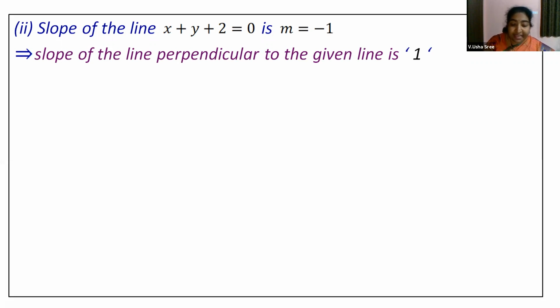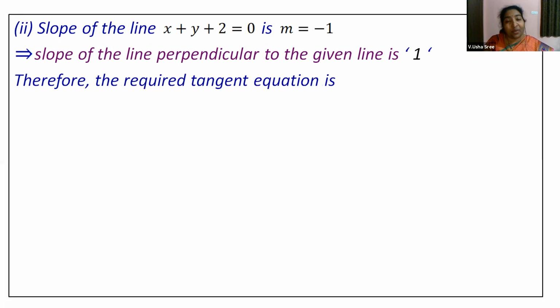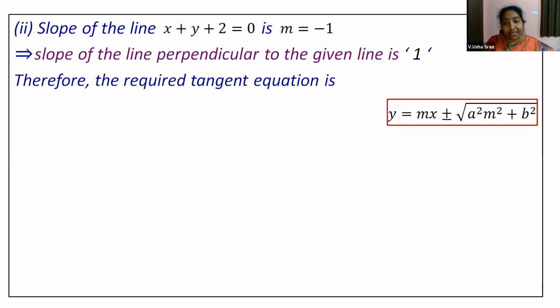Therefore, in this case, the equation to the tangent will be y is equal to mx plus or minus root of a square m square plus b square. We will take this condition, and of course, the value of m will be 1, a square will be 4, and b square will be 8. Then we'll have y is equal to 1 into x plus or minus root of 4 into 1 square plus 8.